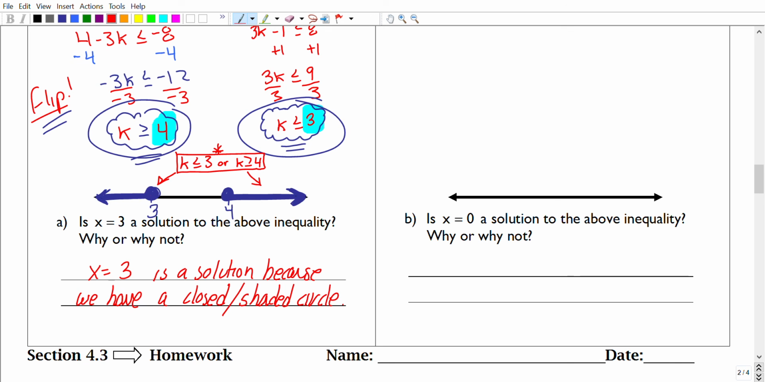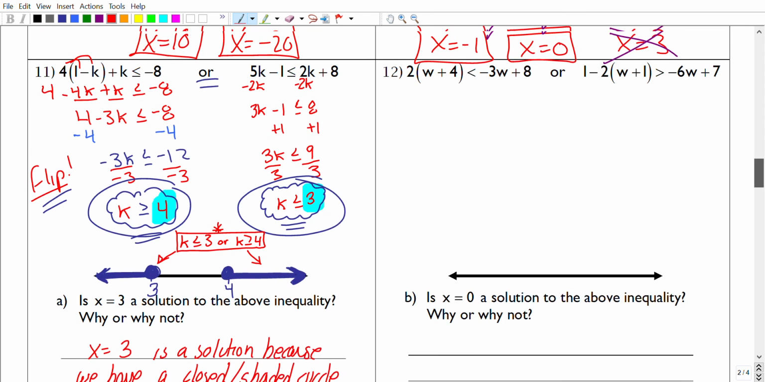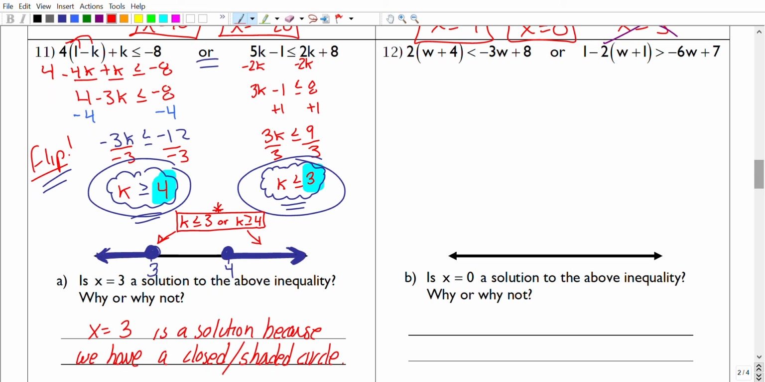Okay, alright, let's go ahead and do the last problem here, and we will be done for this section. So we have to distribute here. We get 2w plus 4 is less than negative 3w plus 8. Alright, all we have to do now is solve. Again, I see variables on both sides, so I'm actually going to move the smaller variable. So I'm going to add 3w. I get 5w plus 4 is less than 8.